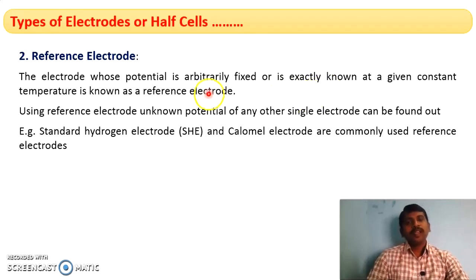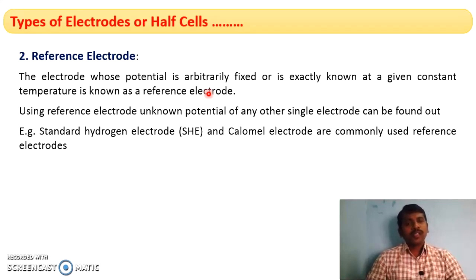For indicator electrodes, the electrode potential depends on the concentration of a particular ion. But for reference electrodes, the electrode potential is known to us. It is fixed at a particular value, or we know that value exactly. Examples are the standard hydrogen electrode and the calomel electrode. The standard hydrogen electrode is a primary electrode. Its electrode potential is taken as zero, that is, fixed to zero.